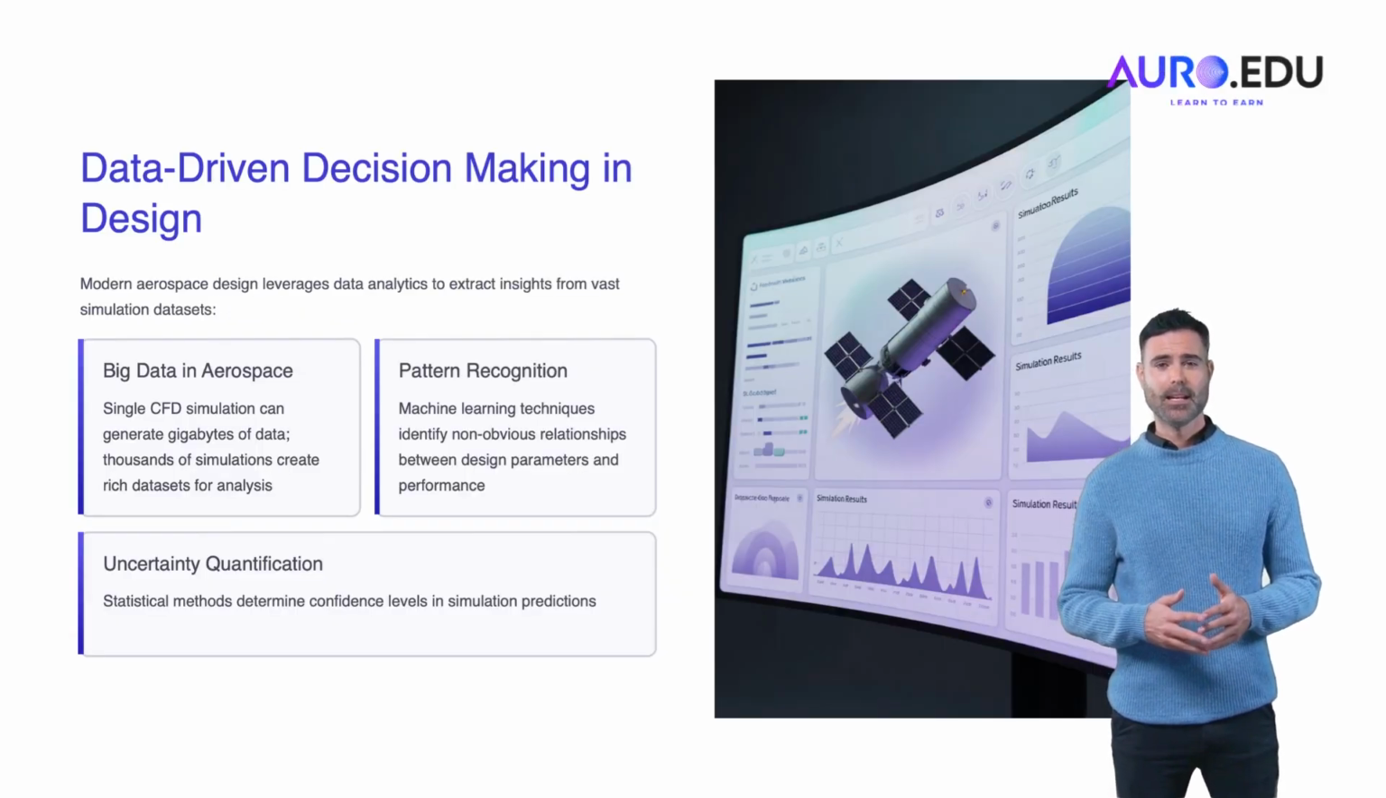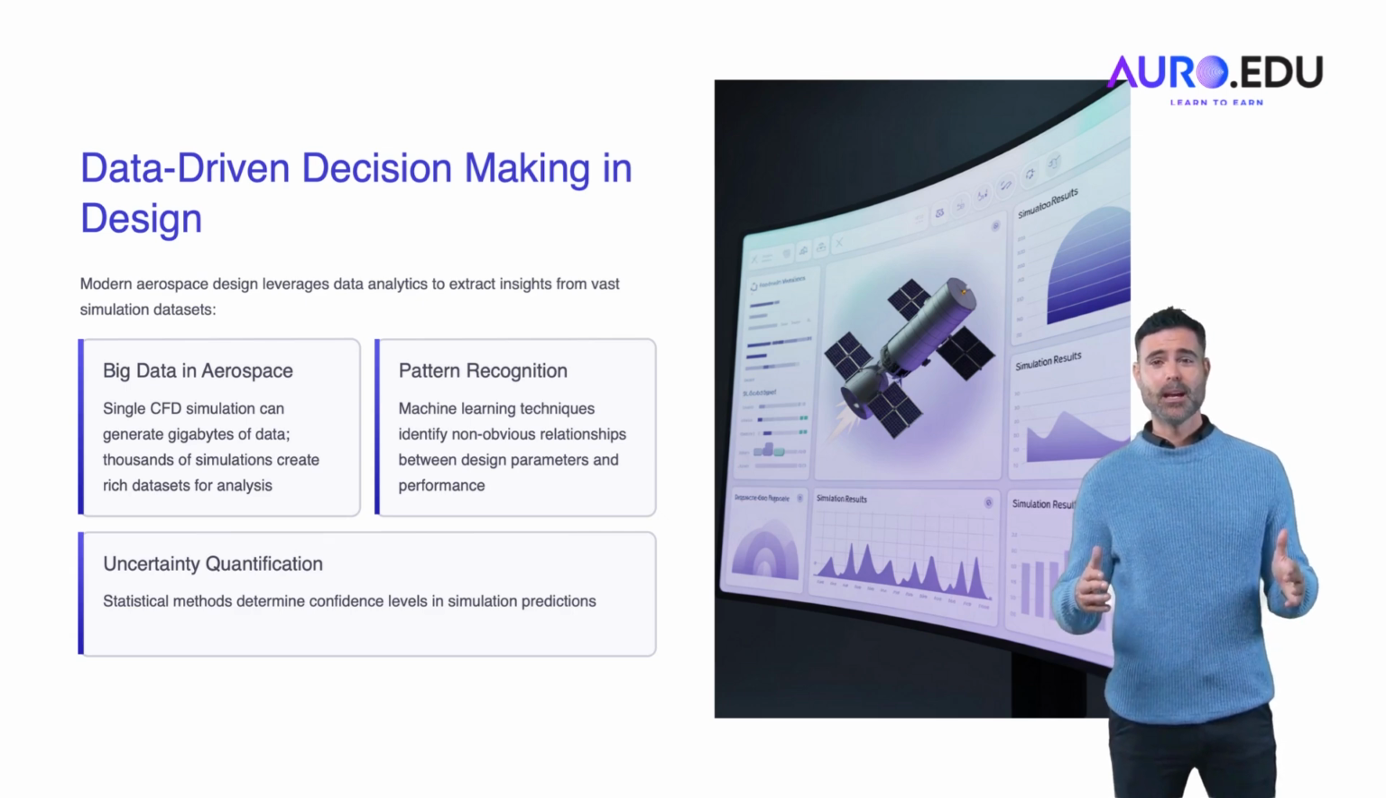Data-driven decision-making in aerospace. Modern aerospace design is increasingly driven by data analytics to optimize performance and efficiency. Big data in aerospace comes from the vast amounts of simulation results generated by tools like CFD and FEA. These data sets are analyzed to extract meaningful patterns and insights. Machine learning techniques are used to identify non-obvious relationships between design parameters and performance metrics, helping engineers make better-informed design decisions. Uncertainty quantification methods determine the confidence levels of simulation predictions, providing a statistical basis for design decisions.